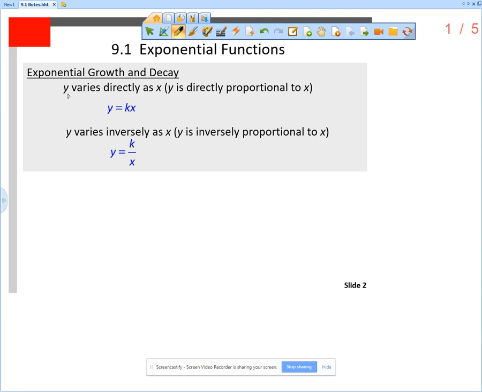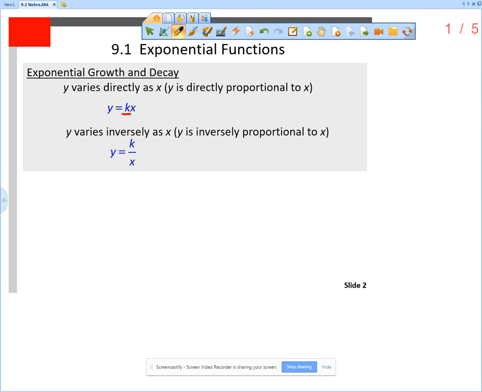If we say y varies directly as x, y is directly proportional to x, then we would say that y is equal to kx, where k is some constant multiplied by x. So this is just linear, possibly. All right, and then we could also say y varies inversely as x. Y is inversely proportional to x. And that would be something like y is equal to k over x or whatever, where k is some constant.